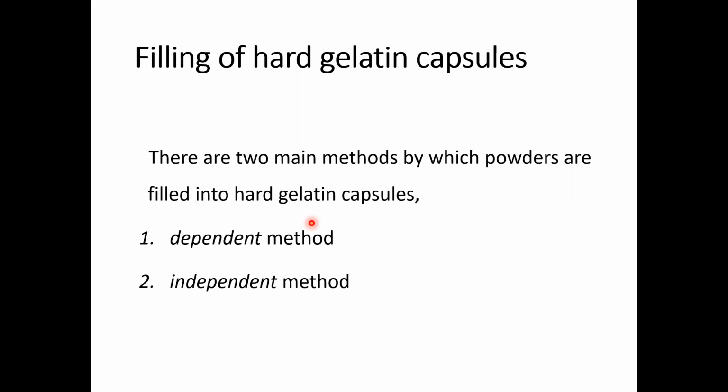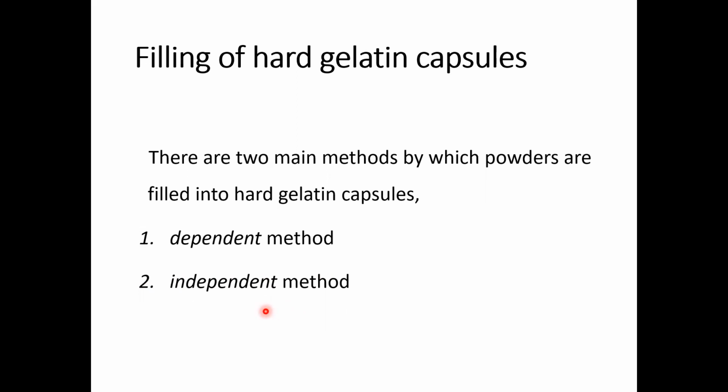So there are two main methods by which powders are filled into hard gelatin capsules: the capsule dependent method and the capsule independent method. In the capsule dependent method, the weight of the fill material relies on the volume of the capsule body to control the dose. It needs good flow property of the powder. In capsule independent methods, the quantity of the powder to be filled is measured away from the capsule and independently of the capsule body.